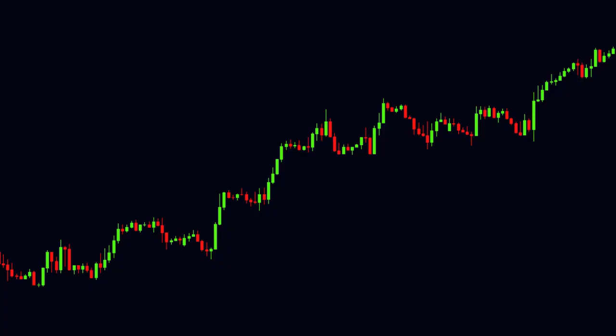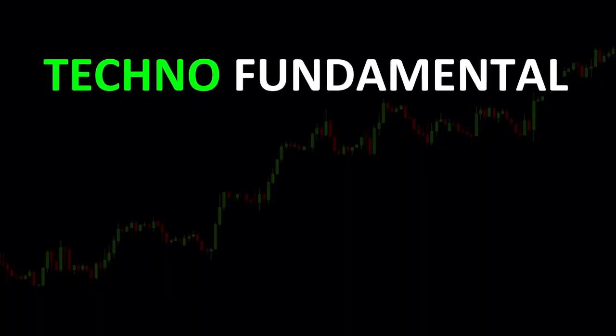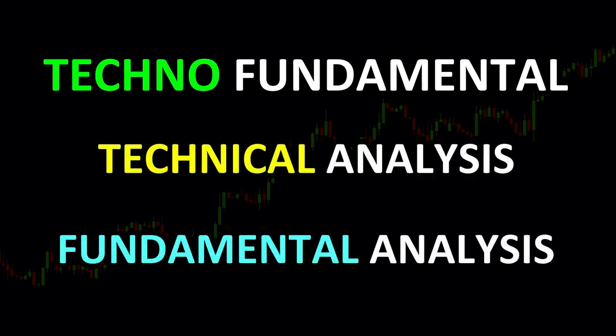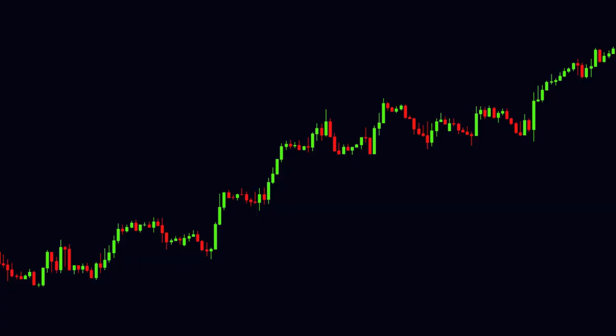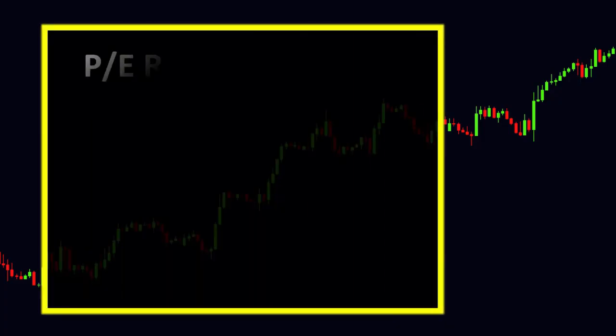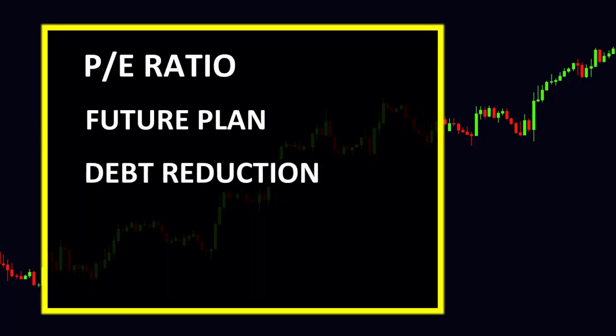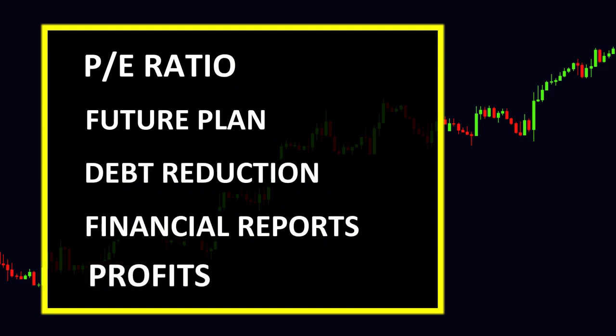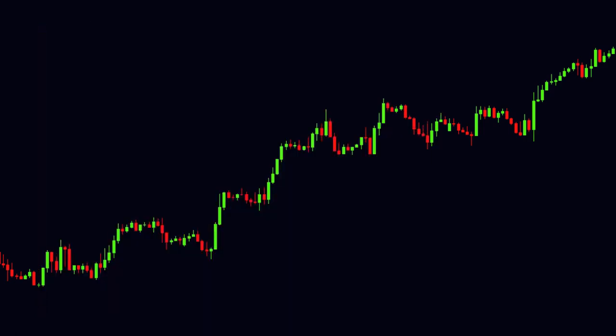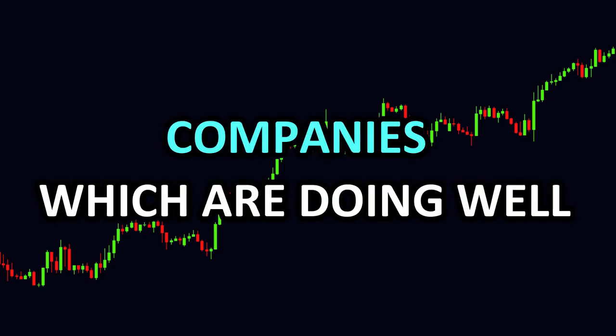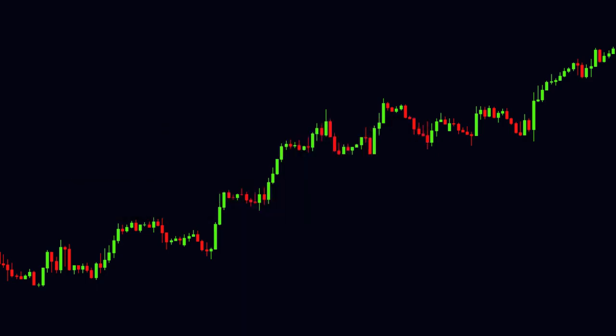It is very easy to understand the Darvas Box trading system. This strategy is actually a techno-fundamental strategy. Thus, here we will consider both technical analysis and fundamental analysis. On the fundamental side, we will look at the PE ratio, future plans, debt reduction, financial reports and profits of the companies. From these points, we can select the companies which are doing well. After shortlisting them, our job is to analyze the stock of each company and find better trading opportunities.